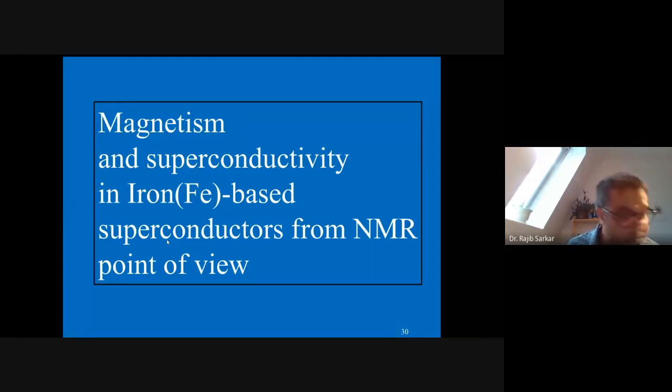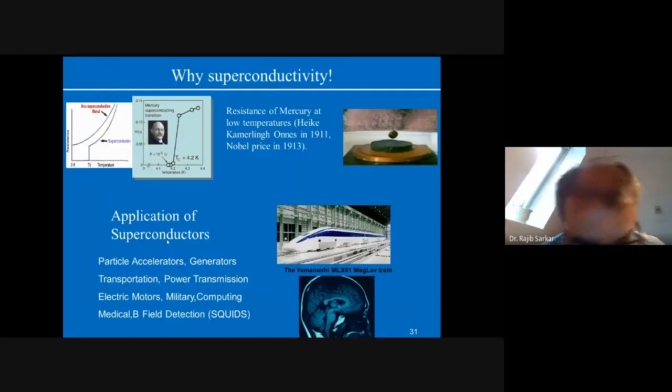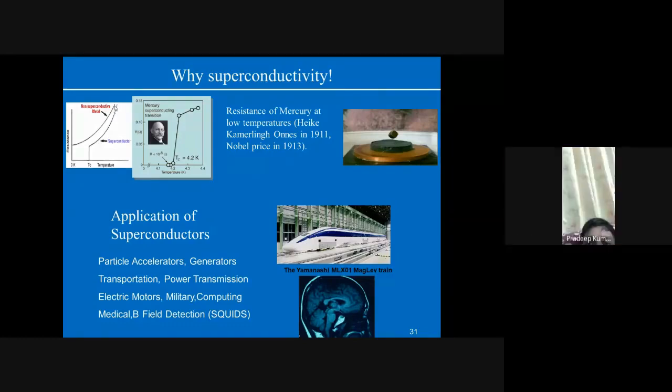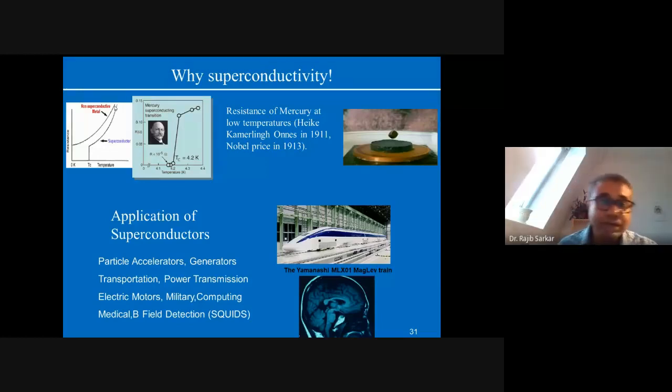Let's see how much time I can have on these things. Okay, so first let me briefly explain why superconductivity. You know that superconductivity is an extraordinary quantum phenomenon. If you take a normal metal, your resistance, as you are lowering the temperature, goes down.